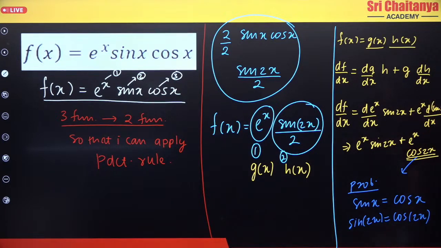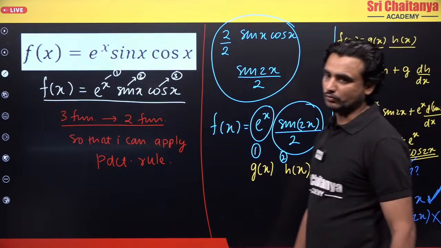Is this correct? Let me tell you, this is not correct. This part is correct, but this is not. We know the formula for differentiation of sin x, but not sin 2x. So I cannot solve this question further. Now, how do we solve these types of questions?